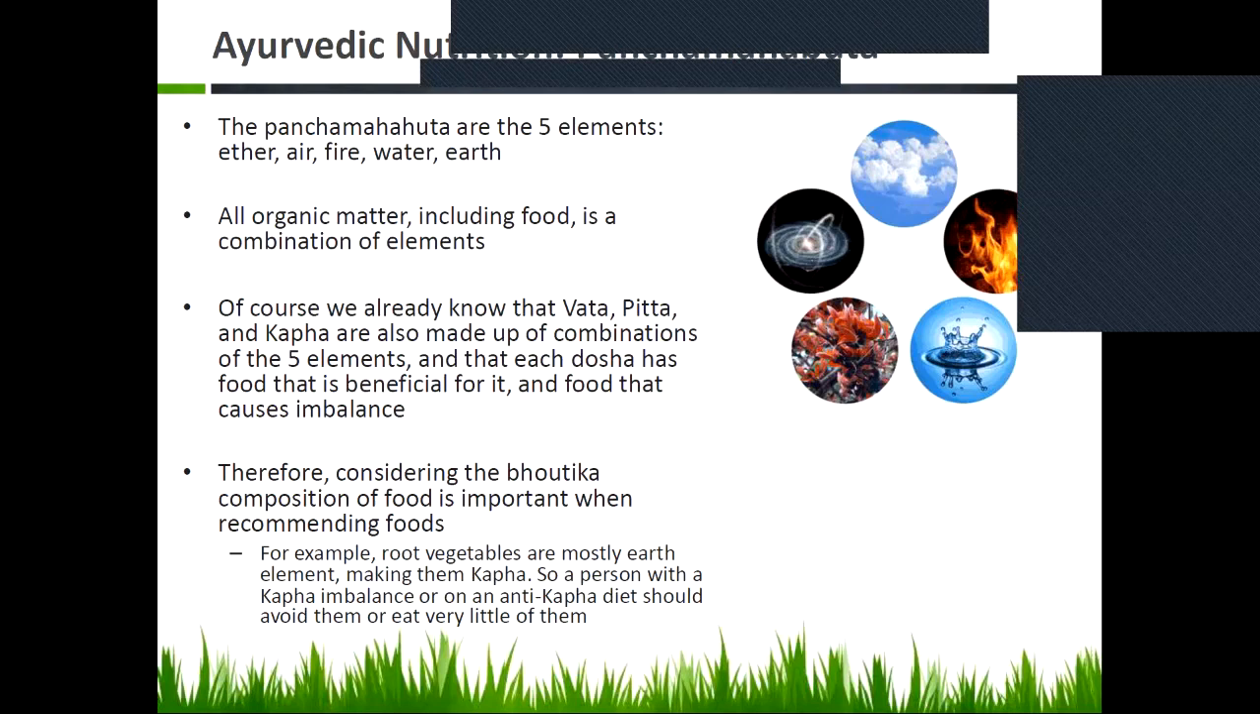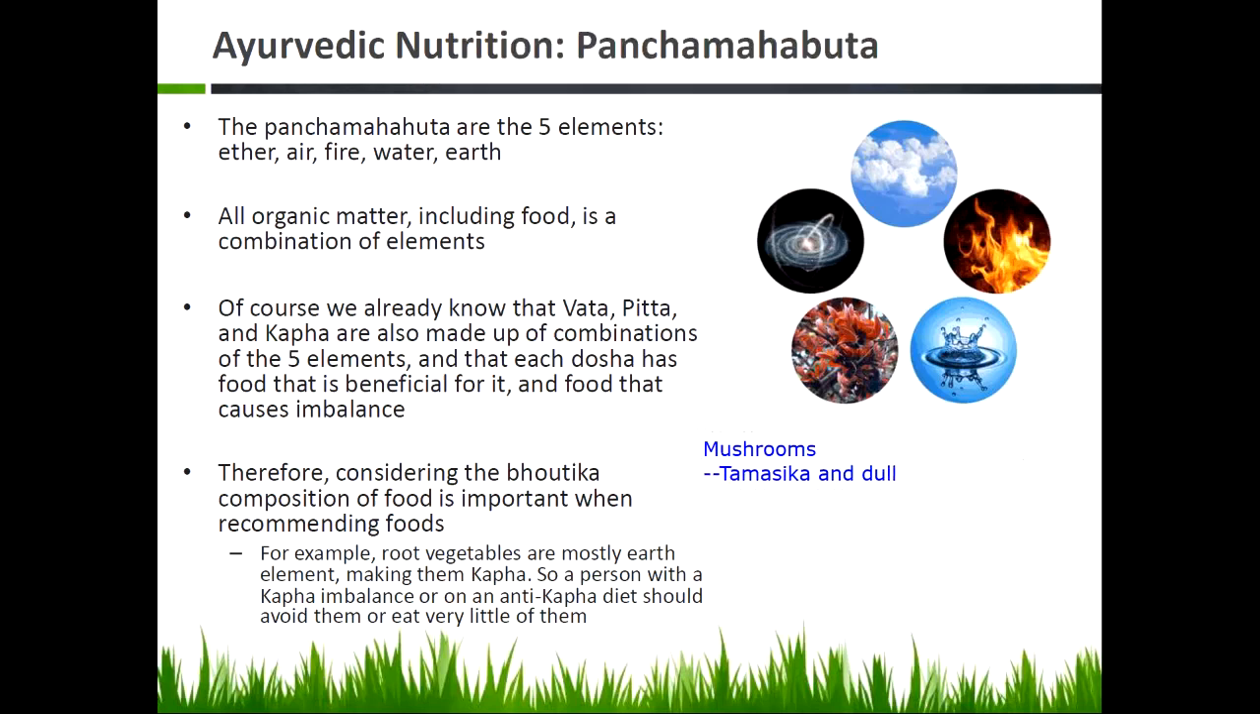Another thing is, for example, food like mushrooms. Mushrooms are considered tamasic and dull. Mushrooms are good, it's a good thing. But having too much mushroom will make a person heavy and dull. So a kapha person should avoid it. Here we are not even considering whether it's earth element or not. We're considering whether it is sattvic, tamasic, or rajasic. For example, ghee, even though it is earthish and increases kapha, is sattvic.